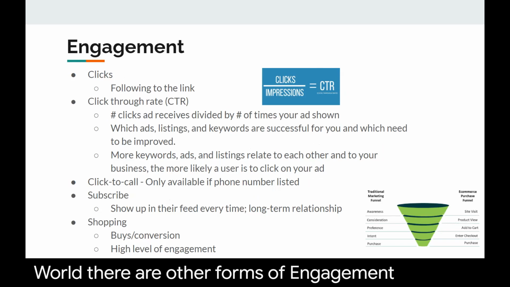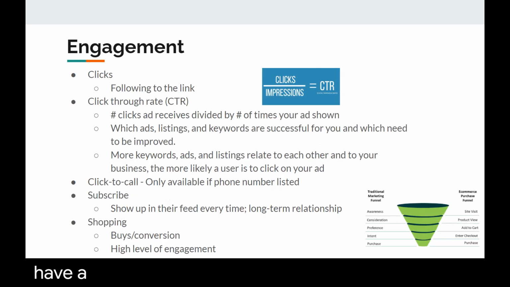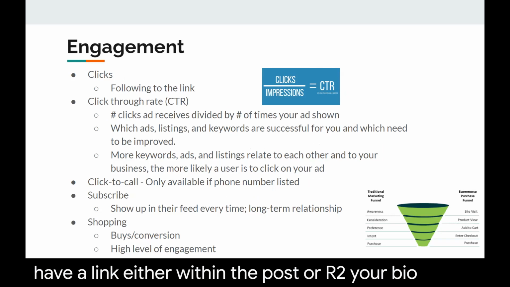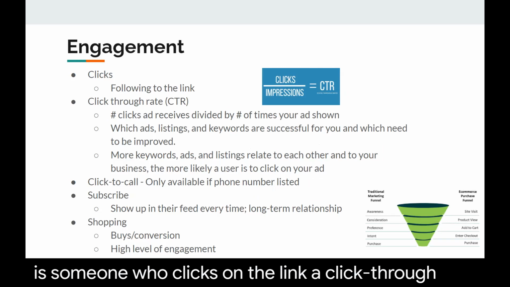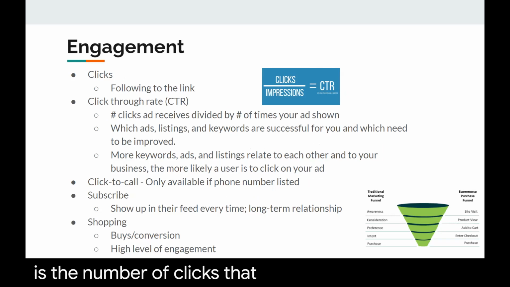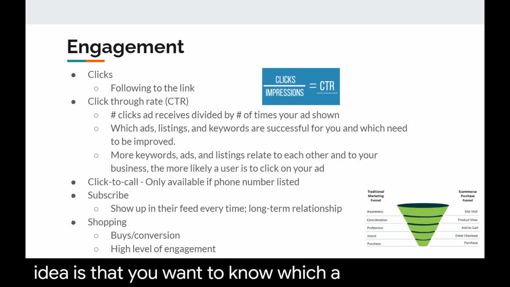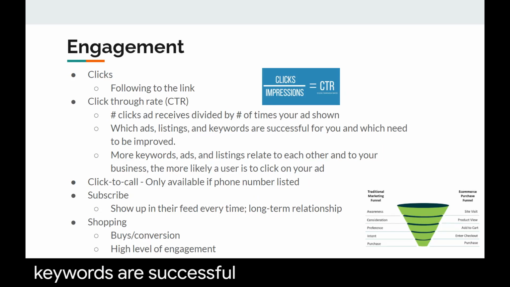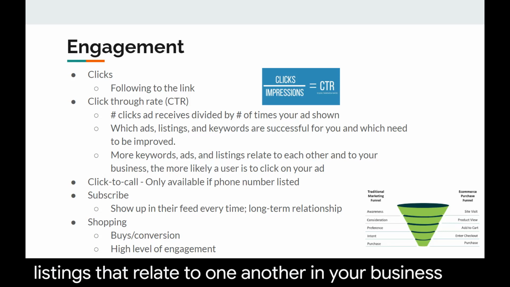There are other forms of engagement that businesses use quite frequently, such as click. So if you have a link either within the post or to your bio, a click is someone who clicks on the link. A click-through rate is the number of clicks that the ad receives divided by the number of times your ad is shown. So clicks over impressions creates the click-through rate. The idea is that you want to know which ads, listings, and keywords are successful and which need to be improved. So when you provide keywords, ads, and listings that relate to one another in your business, it improves your click-through rate.